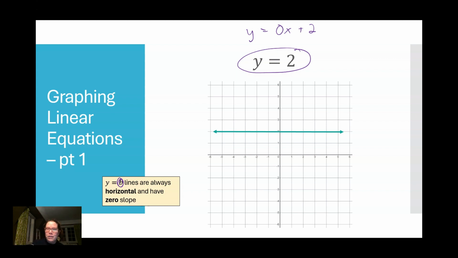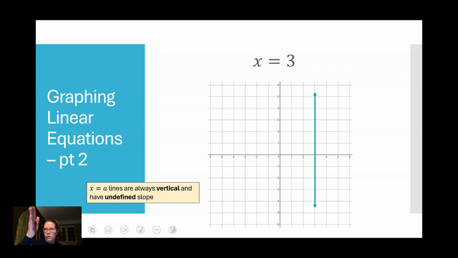And they are going to have a y-intercept right there, right? The y-intercept is (0, 2). But they do not have an x-intercept. I mean, you can notice it never crosses that x-axis. So we just say DNE for does not exist.